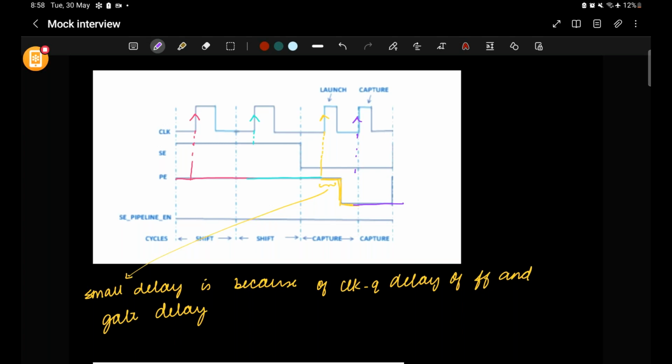Yeah, ma'am, I have a small doubt. With EDT, we are having the advantage of reducing test data volume, right? Yes, test data volume. But an interviewer asked me that if the number of patterns increases, will test data increase or decrease? Okay, let me explain that.